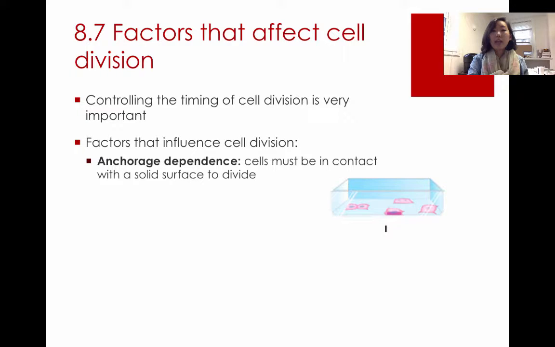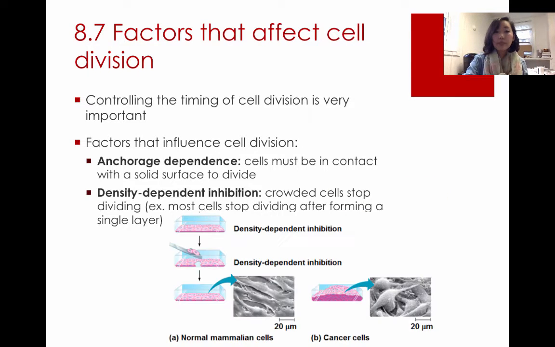The first one is anchorage dependence, this bolded term. What this means is that cells must be in contact with a solid surface to continue to divide. So if there's a free cell that's just floating around somewhere where it's not supposed to, it won't start to replicate. But you can see in this picture, if it comes into contact with a nice smooth surface, it's an indication to the cell that it's in a safe environment to start to divide.